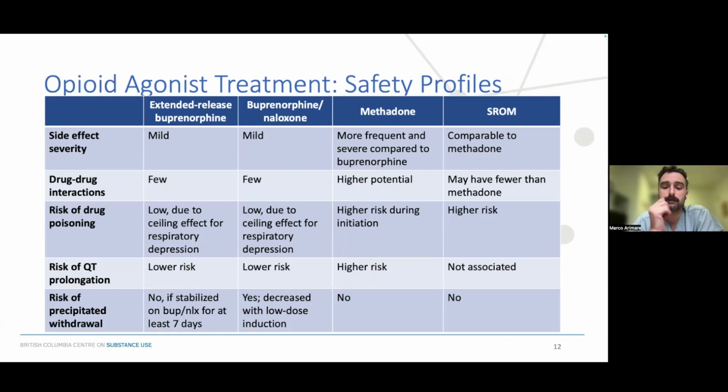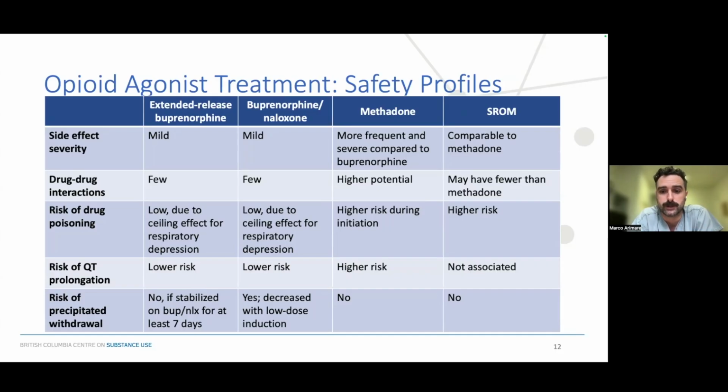So buprenorphine-based medications have fewer drug interactions. Methadone has the highest potential for adverse interactions, whereas slow-release oral morphine also has fewer drug interactions than methadone. Both buprenorphine-based medications have a lower risk of drug poisoning. We talked about the ceiling effect with respect to respiratory depression for buprenorphine. Methadone and SROM have a high risk of drug poisoning compared to buprenorphine.